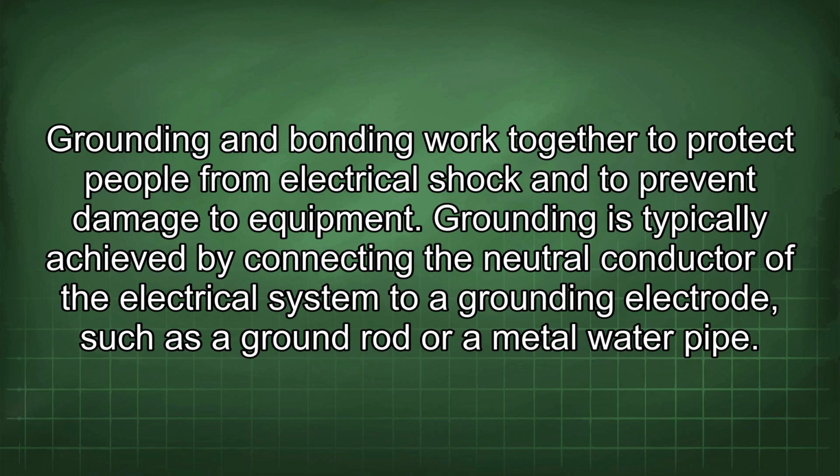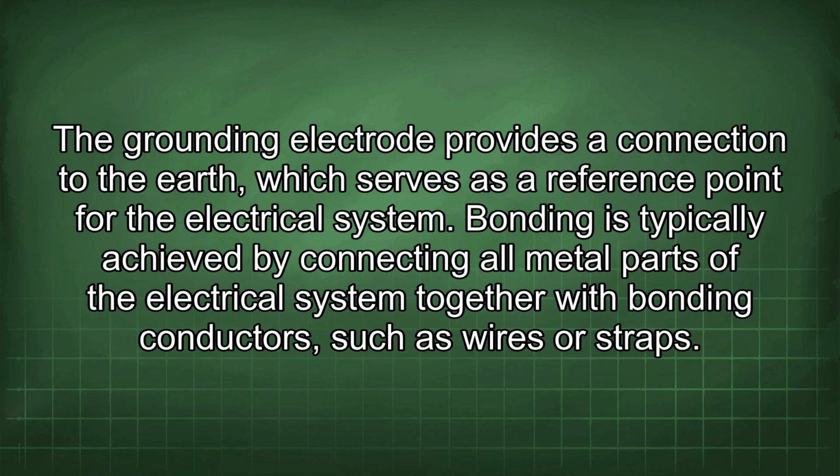Grounding is typically achieved by connecting the neutral conductor of the electrical system to a grounding electrode, such as a ground rod or a metal water pipe. The grounding electrode provides a connection to the earth, which serves as a reference point for the electrical system.